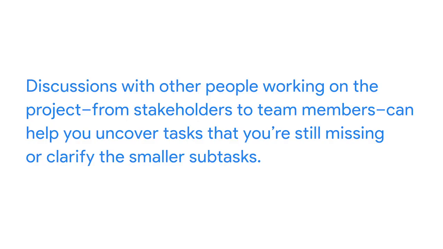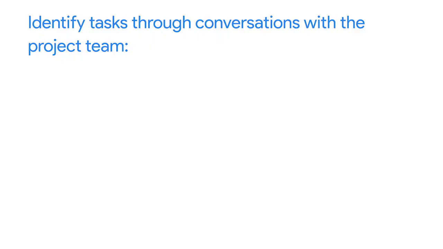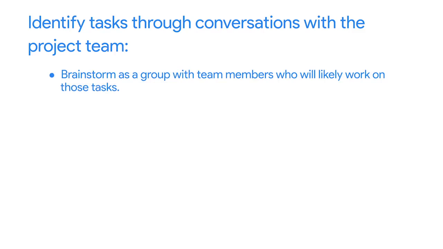Discussions with other people working on the project, from stakeholders to team members, can help you uncover tasks that you're still missing or clarify the smaller subtasks. Let's start with tips for identifying tasks through group conversations with members of your project team. One way to discover more tasks is to hold a group brainstorm session with team members who will likely work on those tasks. For example, PETA might meet with the Sauce and Spoon project team to brainstorm potential challenges that the waitstaff and guests might have with the tablets. Discussing these as a group can help identify ideas for tasks that may have been overlooked.